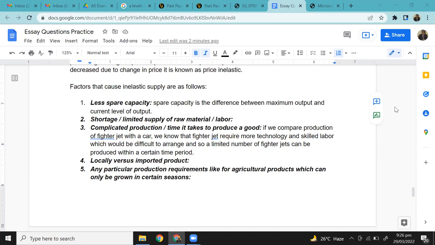You can't go back on it, right? You still have to buy it. Are you getting me? So it's difficult, in the case of imported products, to increase or decrease demand compared to locally manufactured goods. Yes or no?